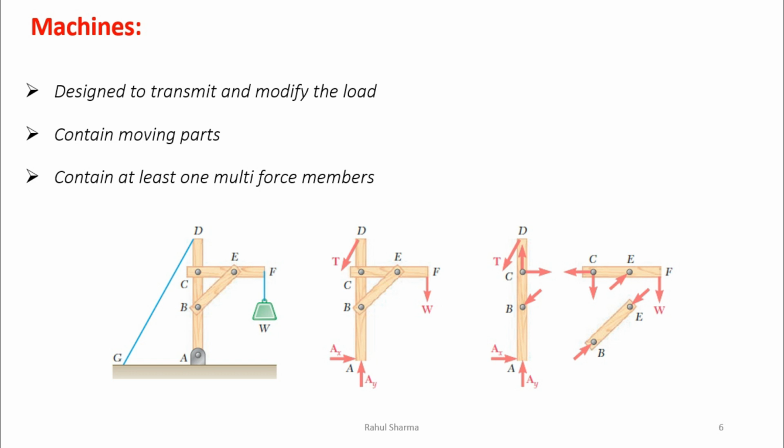If I now compare the truss, frame and machines, I can say a truss is stationary, designed to support the load, and has two forces in the member. A frame is stationary, designed to support the load, having three or more forces in the member. Machines have movable parts, are designed to transmit the load from one point to another, and have at least one multi-force member. So this is the basic difference between truss, machine and frame.